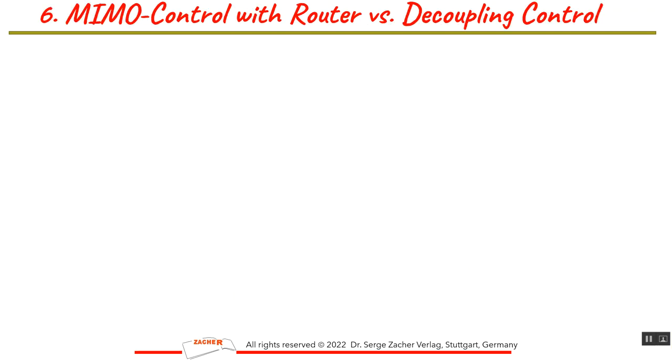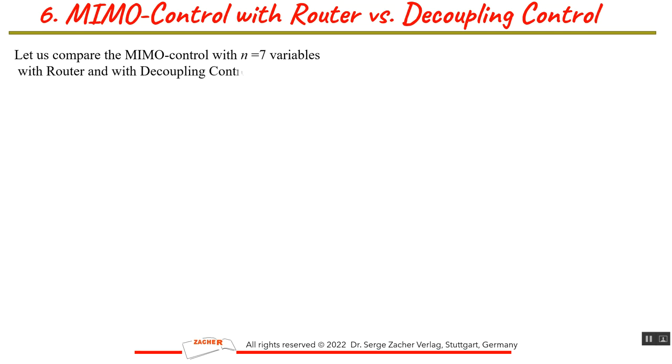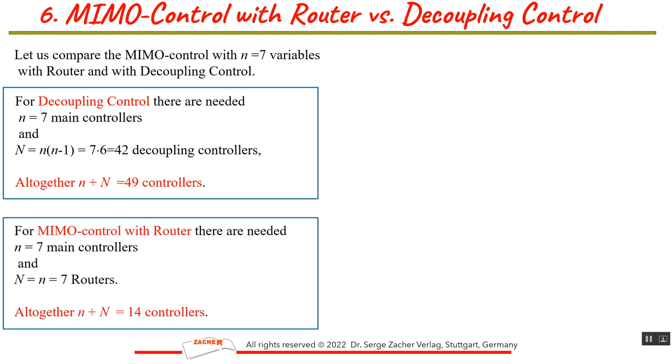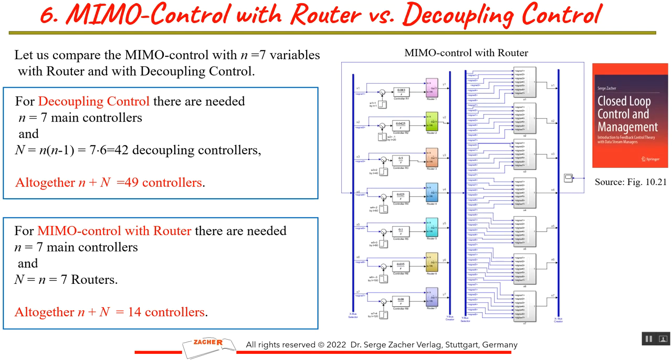Part 6. MIMO control with router versus MIMO decoupling control. Let us compare the MIMO control with n equals 7 variables with router and with decoupling control. For the decoupling control there are needed 49 controllers. For the MIMO control with router there are needed only 14 controllers. That's all about MIMO control.